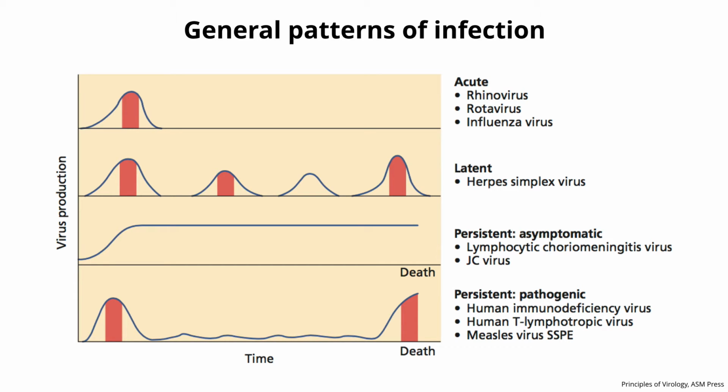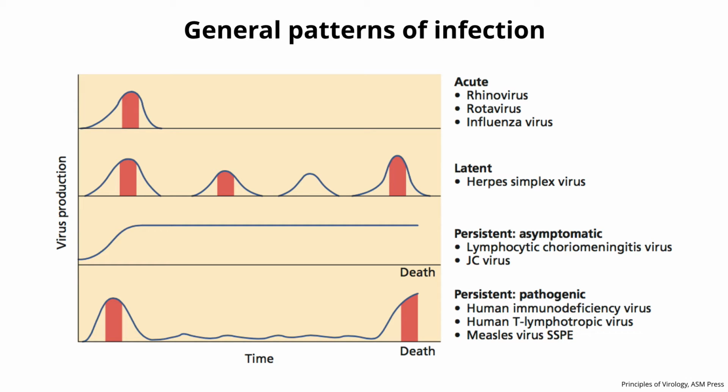The rest of these graphs illustrate persistent infections of various sorts. This is going to be the topic for next lecture on Wednesday. But the essential element of a persistent infection is that they are not resolved. The virus is never cleared from the host. So you can see, for example, the second line, latent infections. You have periods of virus production followed by periods where you don't detect any virus. And this may or may not be associated with disease. That's called a latent infection because there are periods where we don't see any virus production.